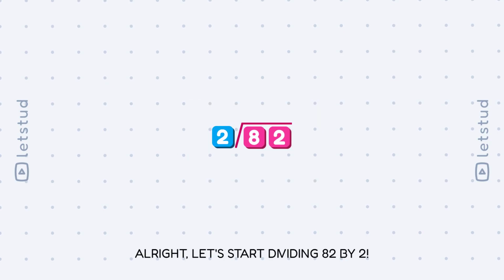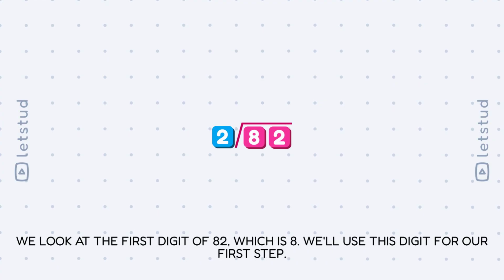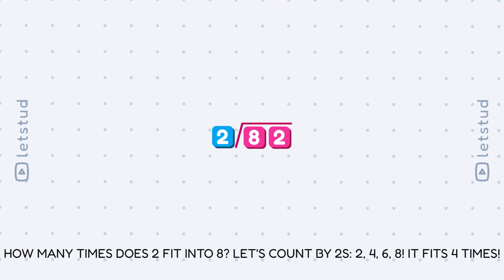Alright, let's start dividing 82 by 2. We'll use the first digit of 82. Where is it? We carry it over to start our division. How many times does 2 fit into 8? That's right, it's 4.